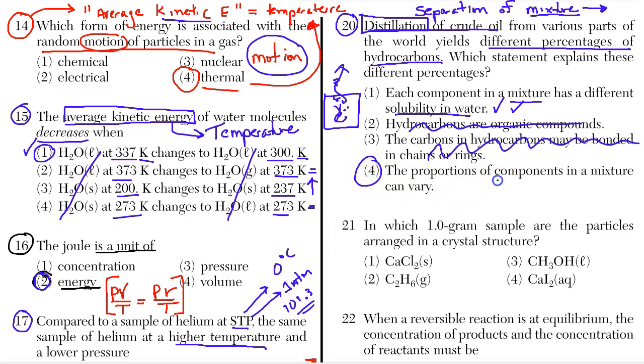The proportions of components of a mixture can vary, right? If I dig crude oil in different places in the world, there's going to be a different percentage of gasoline in that mixture, of diesel fuel, of waxes. That's a very important part of mixtures. Mixtures are made physically and separated physically, and distillation is one type of physical separation, because the compounds are not chemically bonded. They're just mixed, and their proportions can vary.